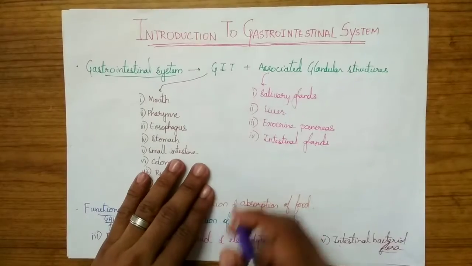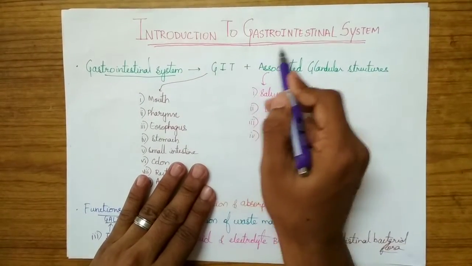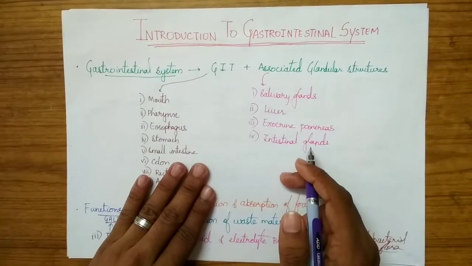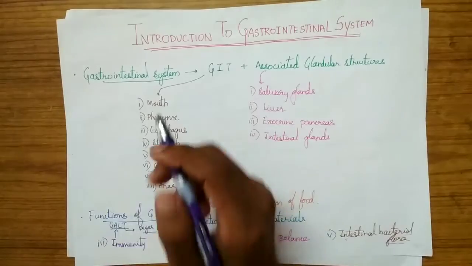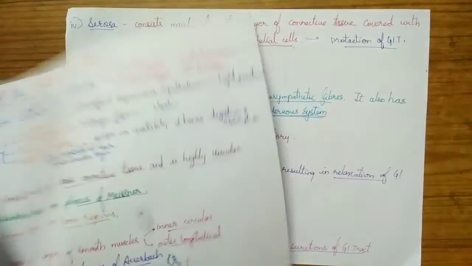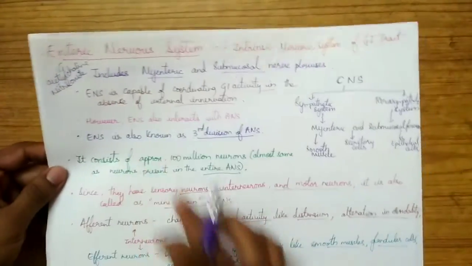Today I will be starting a new system, that is the gastrointestinal system. And today's video is the introduction to this gastrointestinal system. So in this video we will talk about the gastrointestinal system, the functions of the GIT, the structure of the wall of the GIT, the innervation of the GI tract, and the enteric nervous system, which is the most asked question.